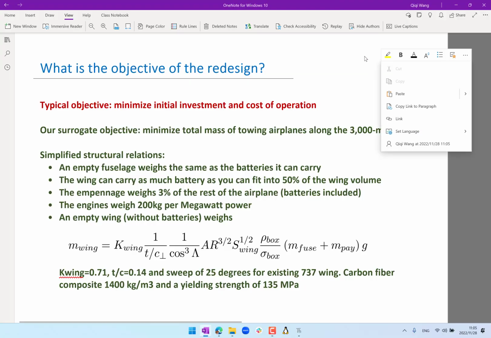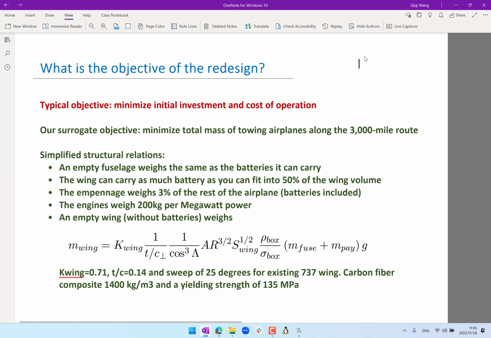Okay, so the objective for the redesign. Usually in engineering design, the objective is not really different from the objective of you buying a new car or something, right? So basically you want to minimize a combination of the initial investment and the cost of operation. In this case, the initial investment is how many airplanes you have to get ready for towing the passenger airplanes, which would presumably fly between East Coast and West Coast.